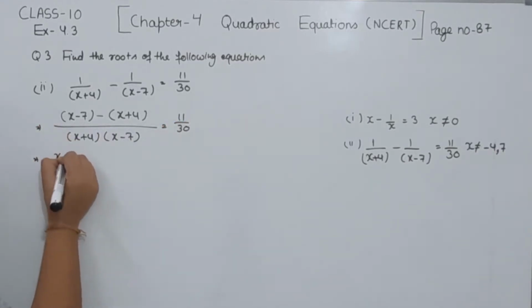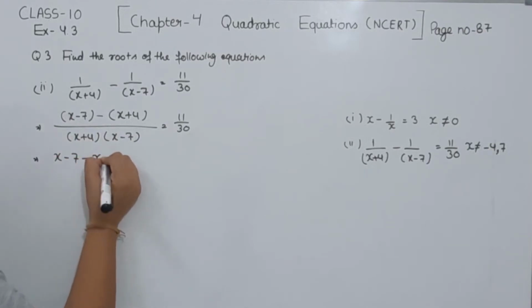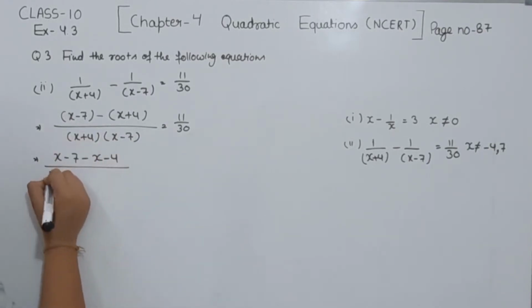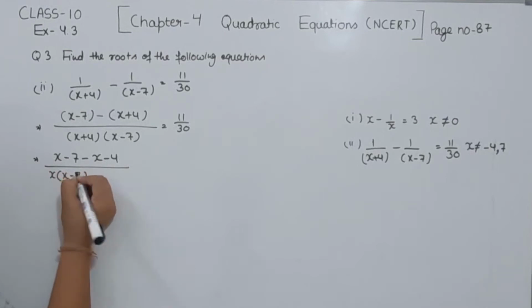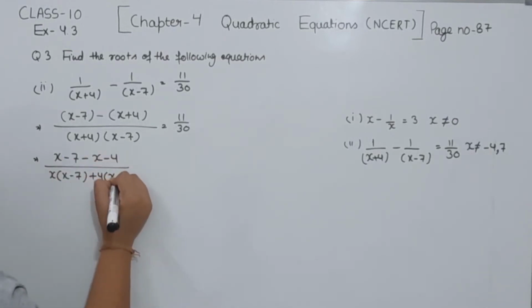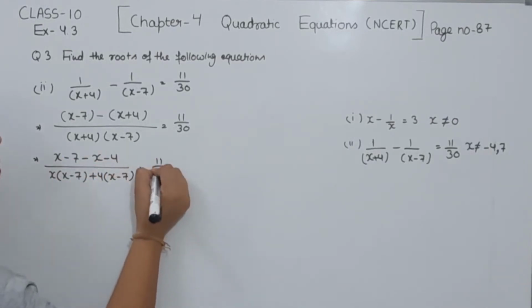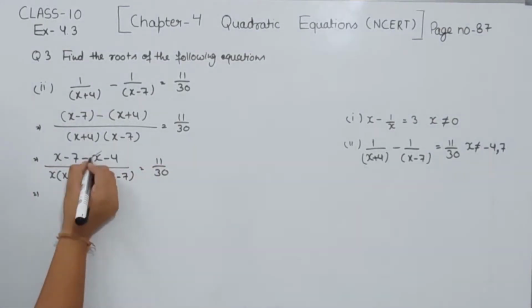Now this is x minus 7 minus x minus 4, and here we will have x multiplied by x minus 7 and plus 4 multiplied by x minus 7 is equal to 11 by 30. Now this one plus minus cancelled.